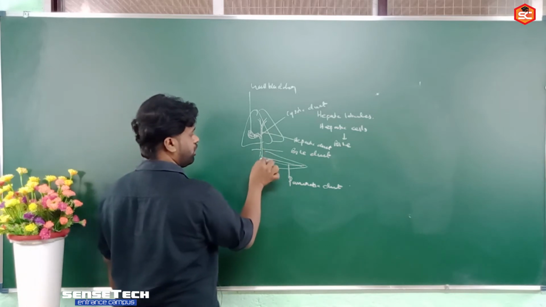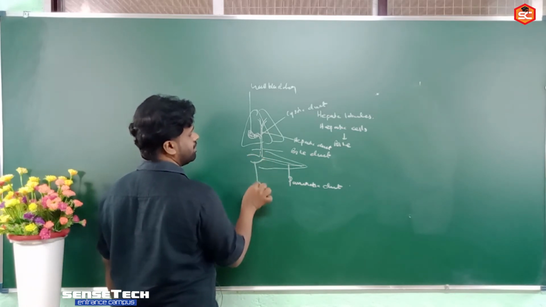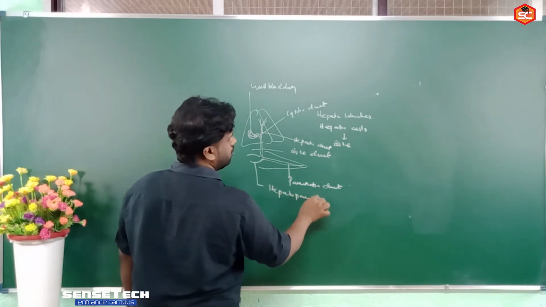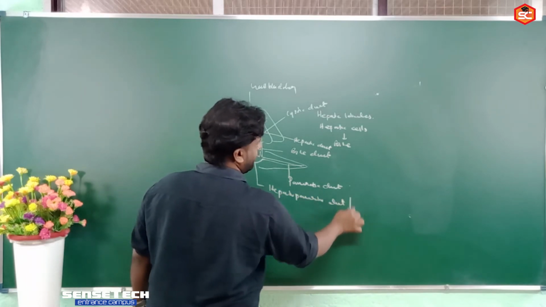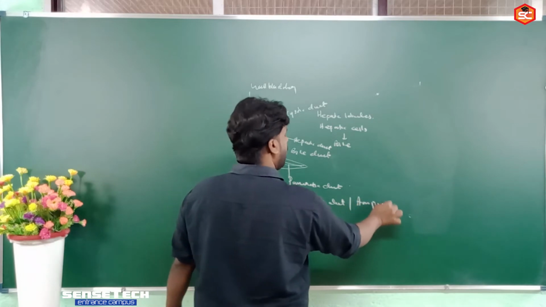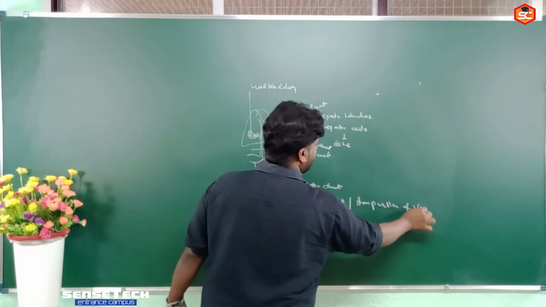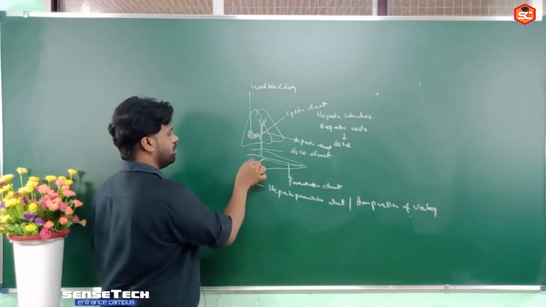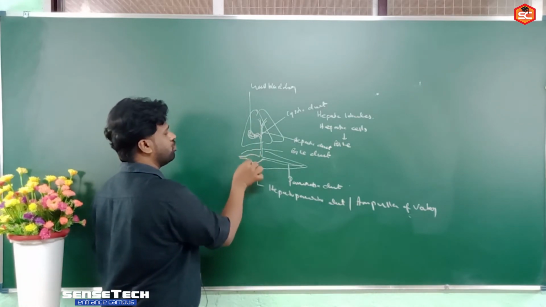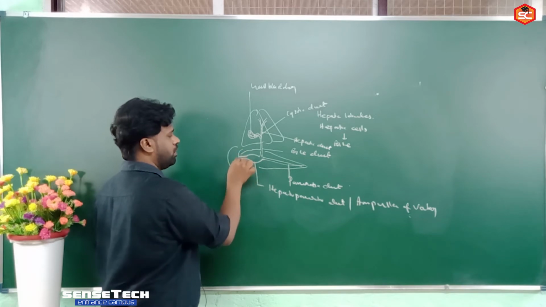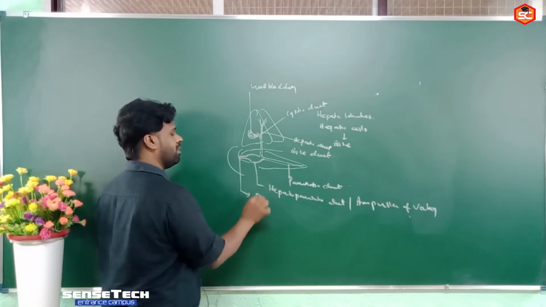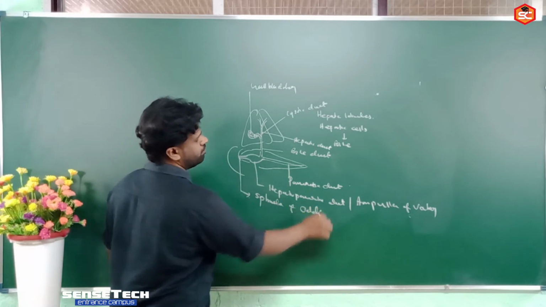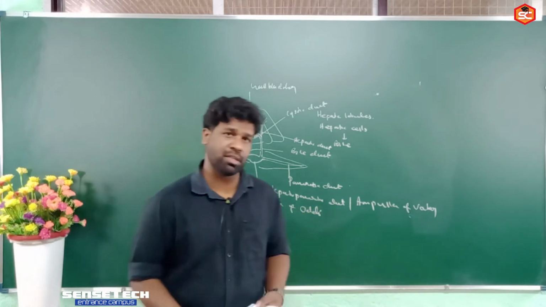These two ducts unite to form a common duct called the hepatopancreatic duct, or ampulla of Vater. This ampulla of Vater opens to the duodenum. This opening is regulated by the sphincter of Oddi.